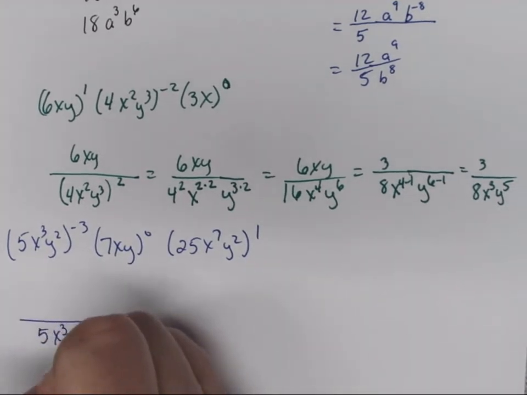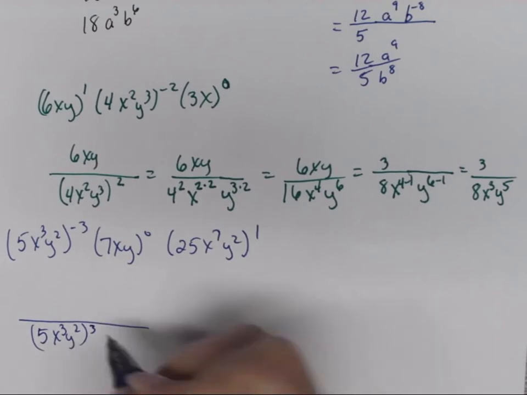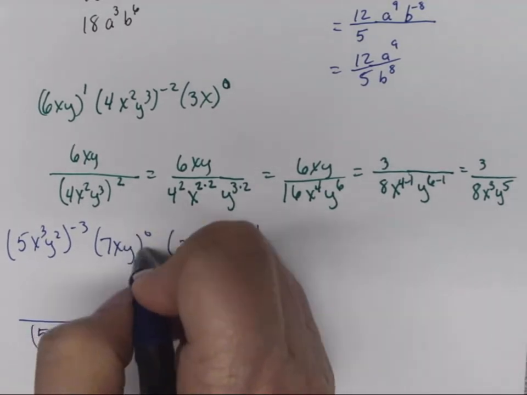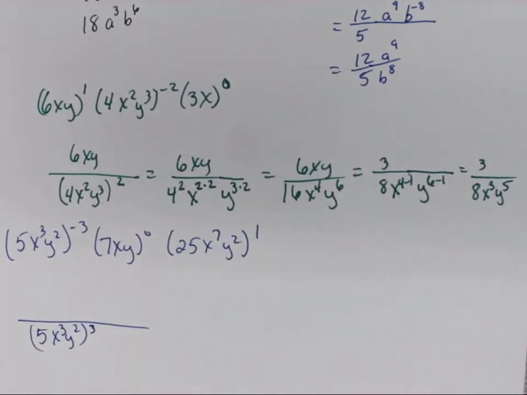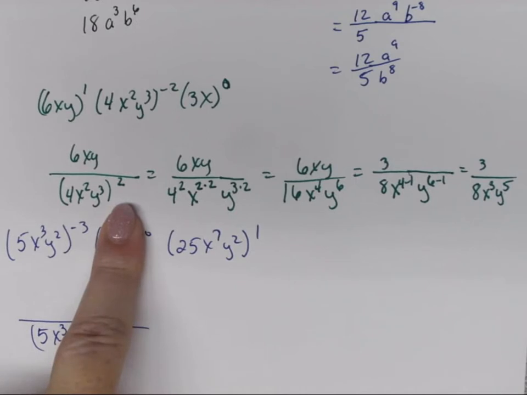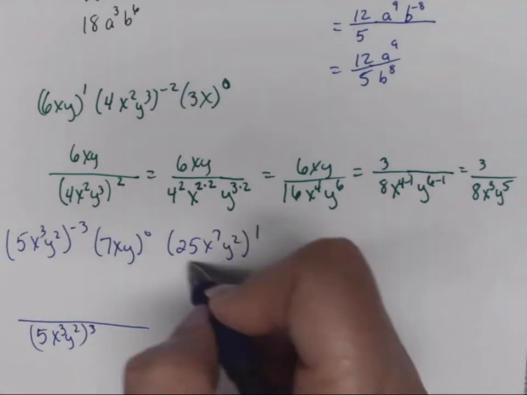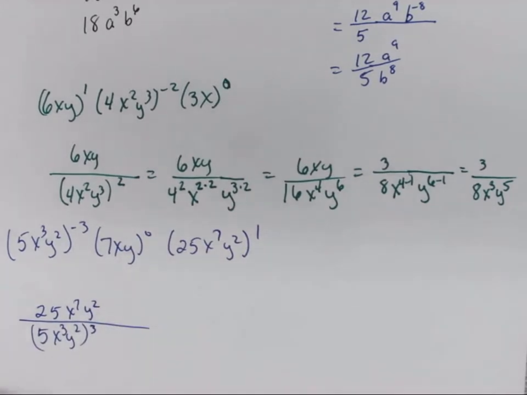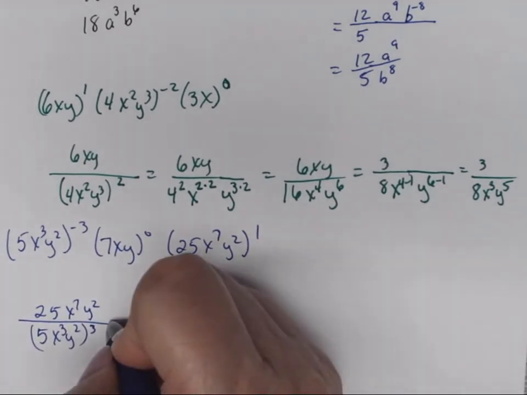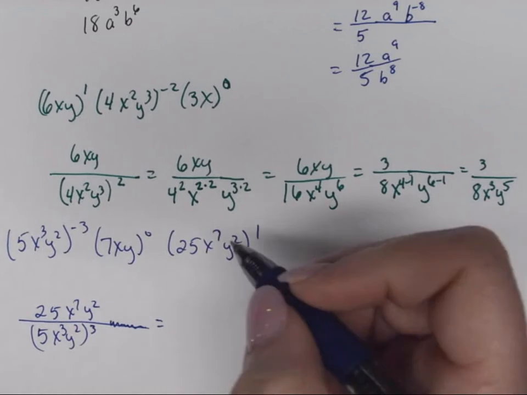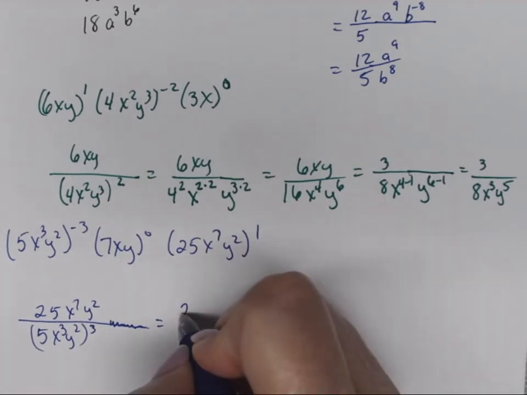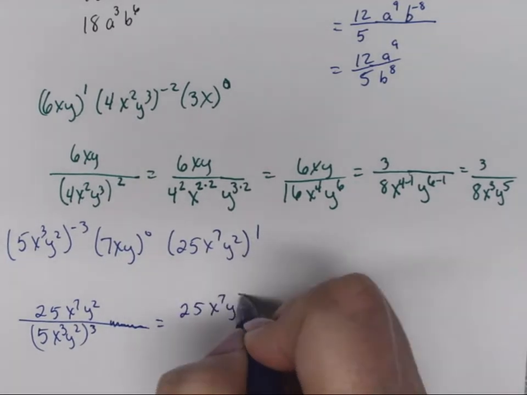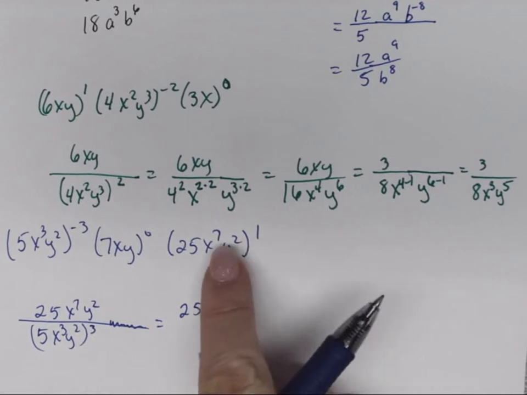So 5x cubed y squared to the positive 3. The 7xy to the 0 will not become anything that we have to worry about because, again, that becomes 1, and 1 times anything is still itself. But this part will go up on the top. I drew my line a little bit long, but that's okay. All right, so on the top we have 25x to the 7y squared, because anything to that first power doesn't change at all.